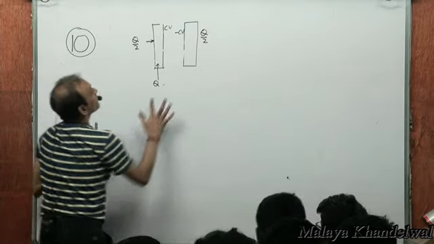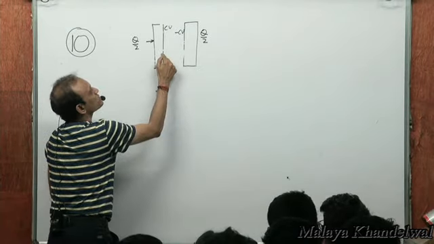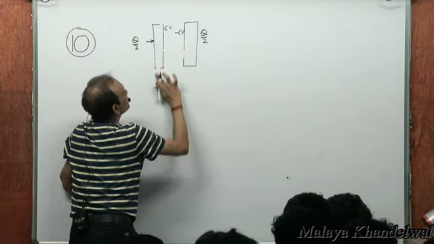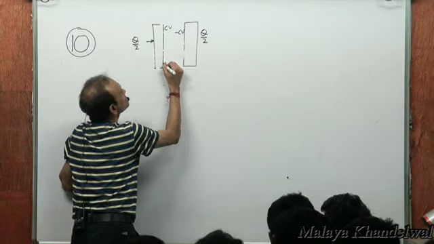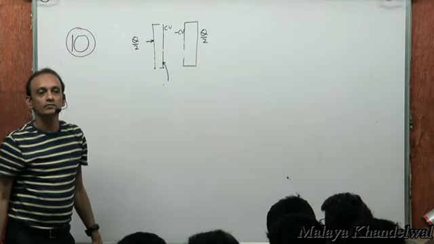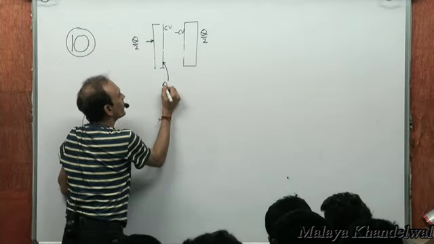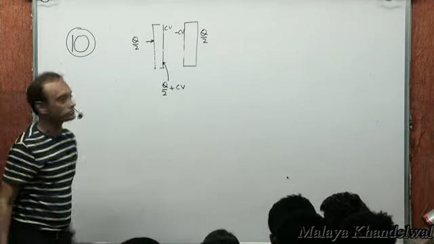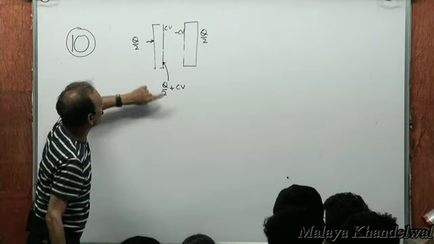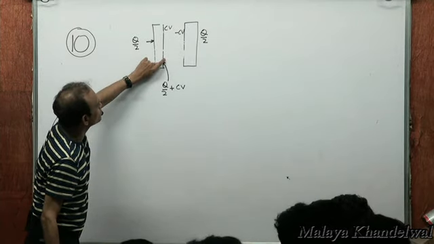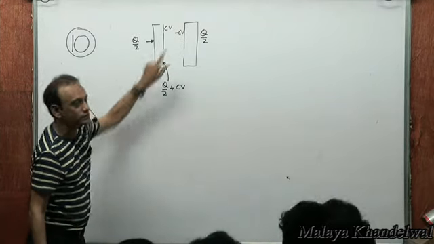Now, if this be the case, the total charge on this plate must be Q plus CV. So what would be the final charge on this? Q by 2 plus CV would be the final charge on this. Yes or no? Because the total charge on this plate must have been Q plus CV, of which Q by 2 appears here. So the balance Q by 2 plus CV will appear here. Yes or no?